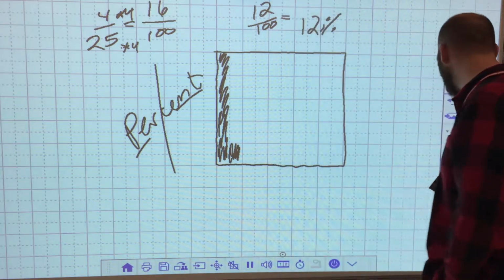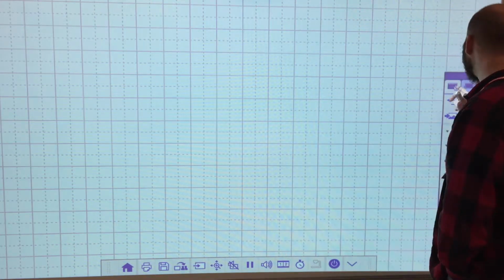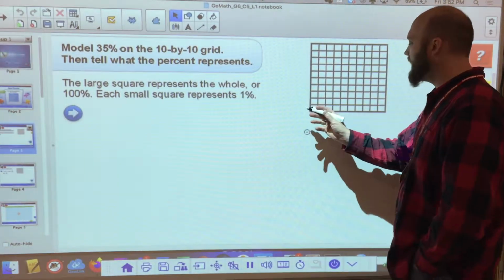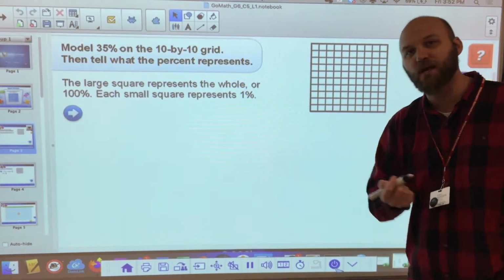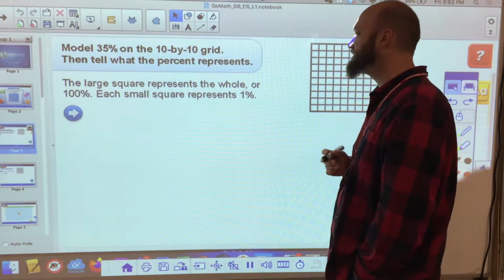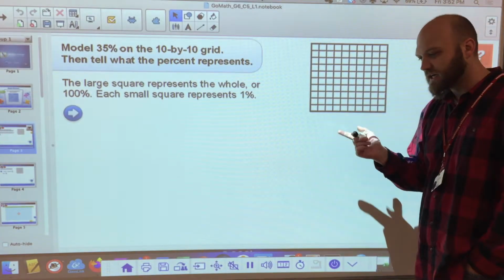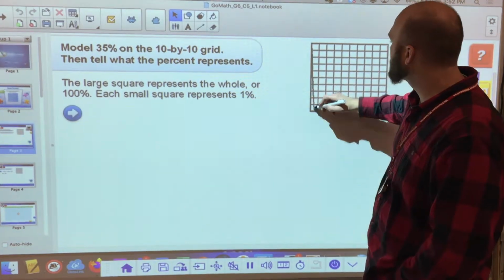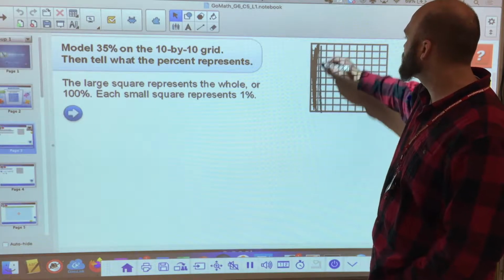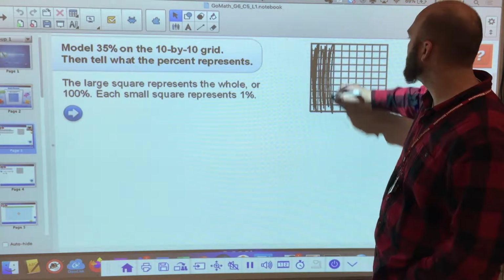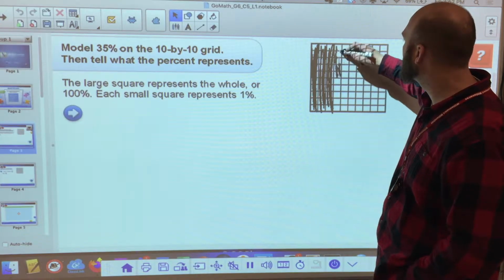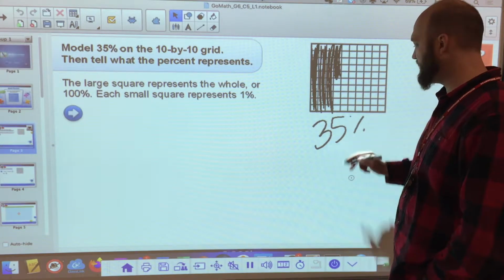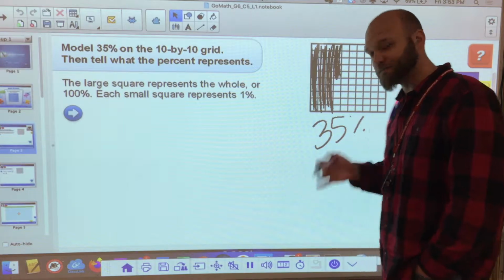All right, so what does that look like in your book? It's going to go something like this. I look at 35% on the 10 by 10 grid. Again, 10 across by 10 high, there's 100 blocks here. Feel free to count them if you run out of things to do today. So each one of these blocks, out of 100, each block is 1%. So if I need 35%, I would say, well, here's 10, and here's 20, and here's 30, and here's 5. So that's 35%, which literally means 35 out of 100.